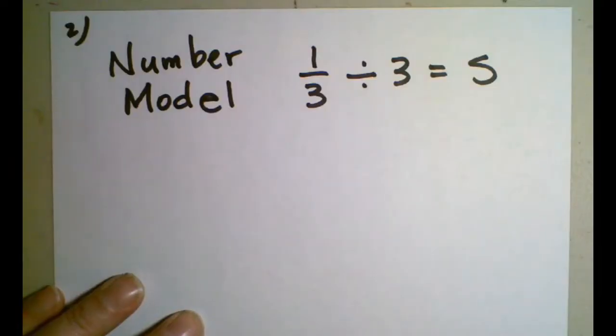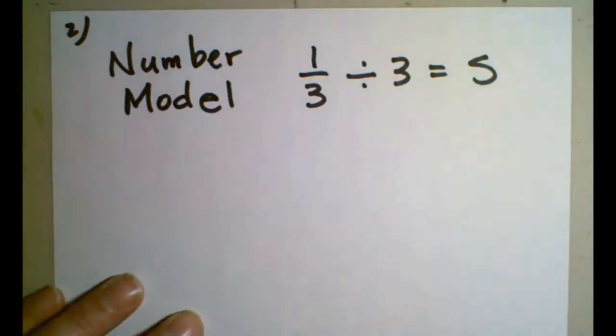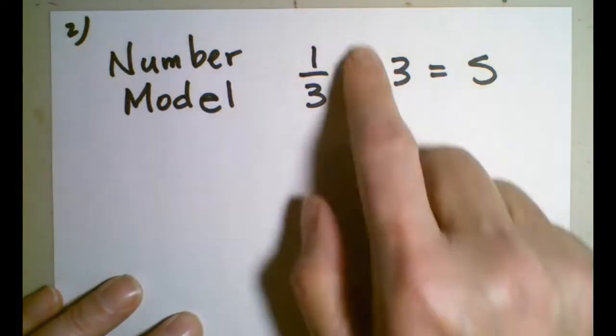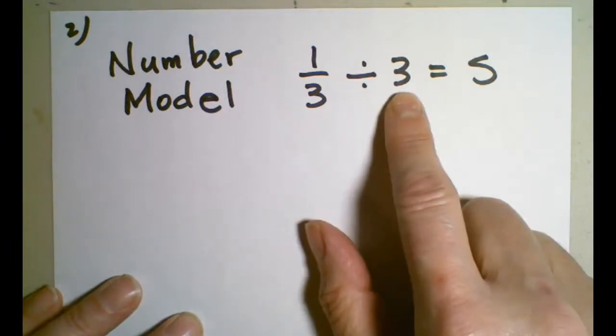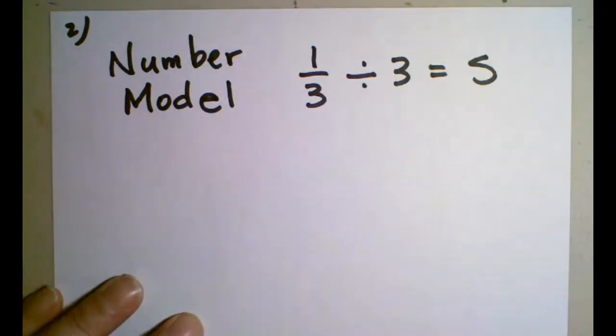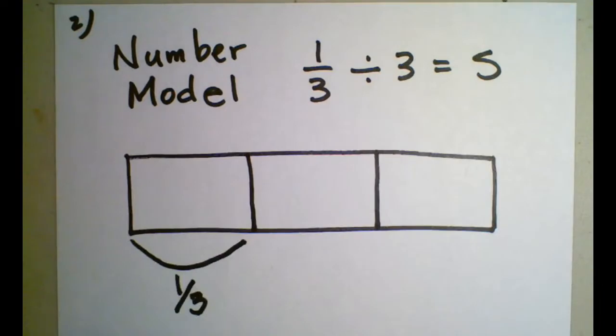So for number 2, 3 families equally share 1/3 of a community garden space. How much of the community garden space does each family use? So this is what they have, and they're sharing that, or dividing it, among 3 people, and I just chose S as my variable to represent the word space. So again, here's a diagram to represent what's going on.